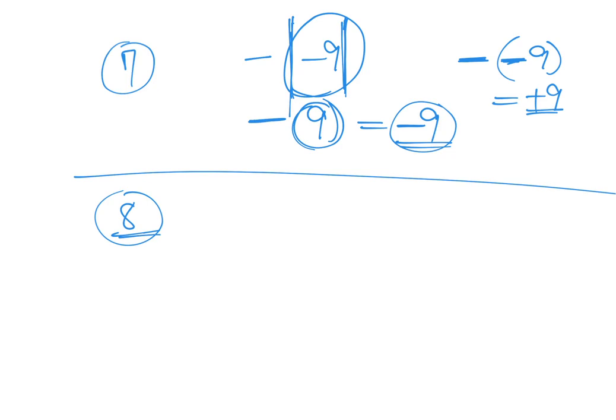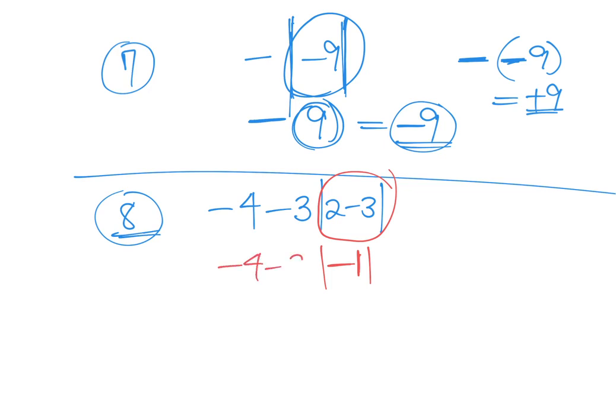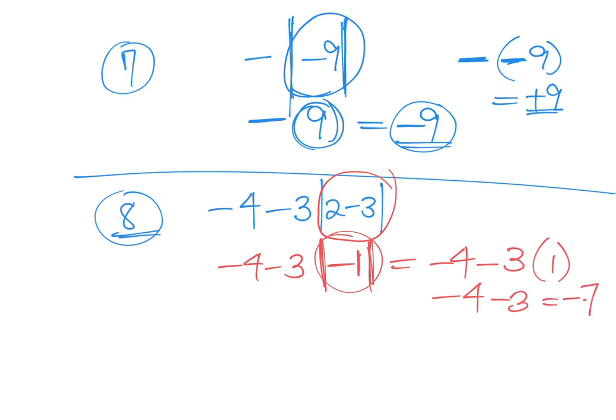Example 8, we have, let's say, negative 4 minus 3 and then absolute value of 2 minus 3. In this case, we will take care of the absolute value over here of 2 minus 3, which gives us negative 1 in the absolute value, minus 4 minus 3, and then the absolute value there. So basically, minus 4 and then minus 3. But this absolute value is going to change that negative 1. It's going to become a 1. So now you have negative 4 minus 3, and then the answer is negative 7.